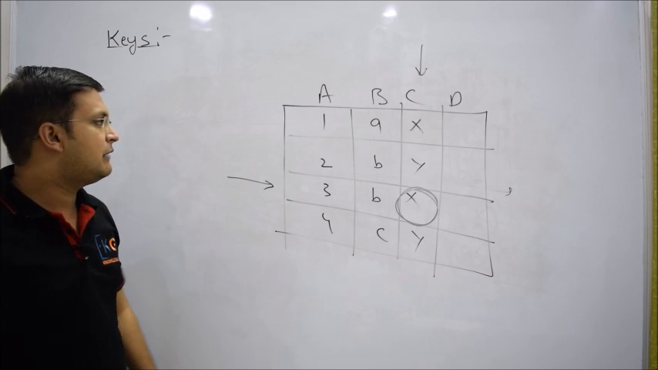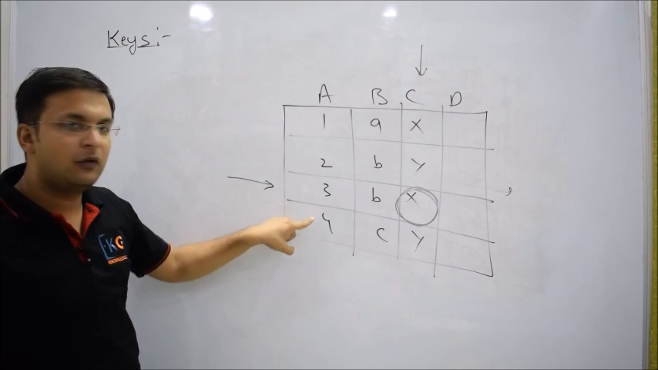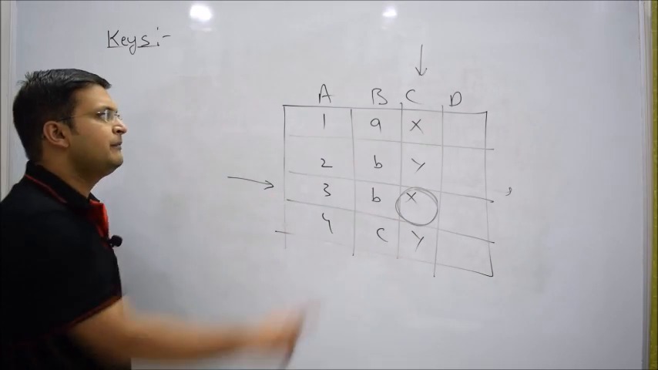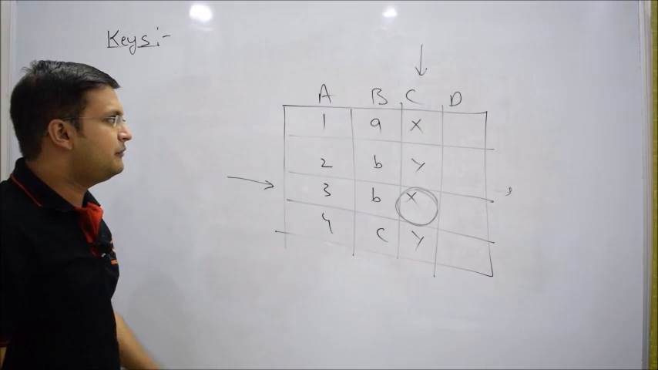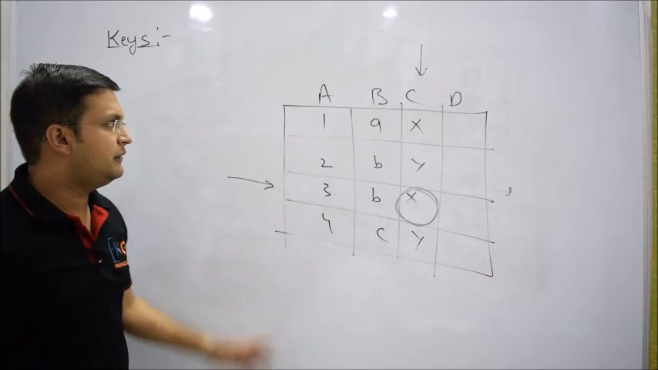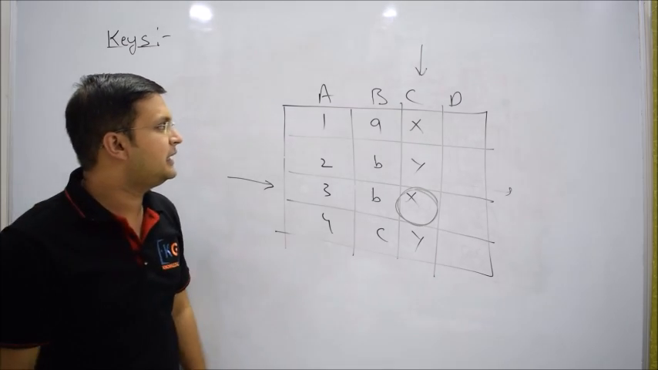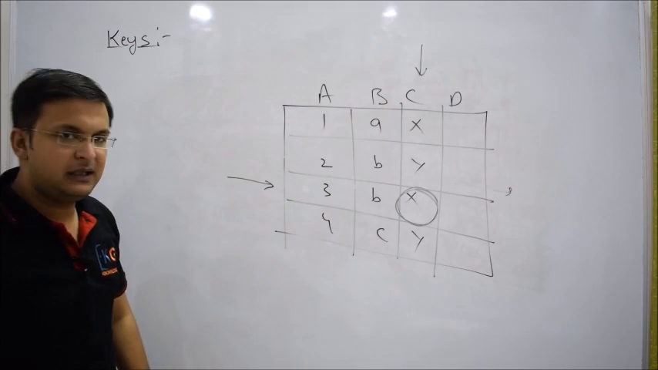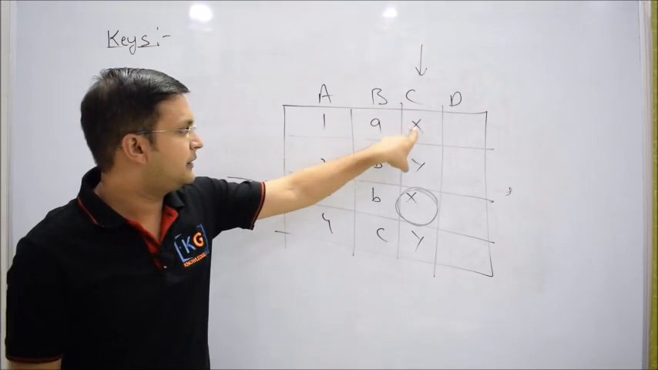So if I say I want to access the row where the value of A is, for example, 4, it makes sense because I'll directly go to row 4. But the value of B is duplicate. Based on the value of B, I cannot say whether I can access the second row or the third row. Again, if I say I want to access the row where the value of C is X, you see that for attribute C also, X is repeated here and here.